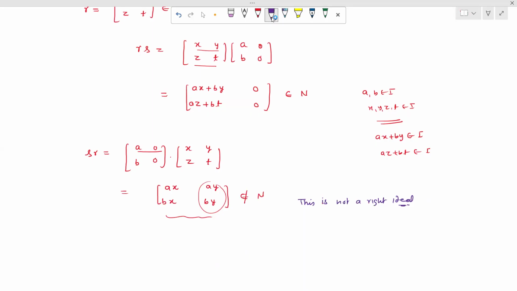Okay, so hence we can say that N is a left ideal but not a right ideal.